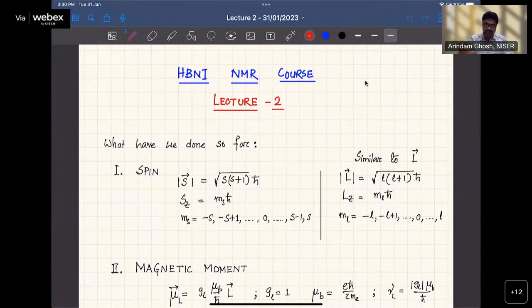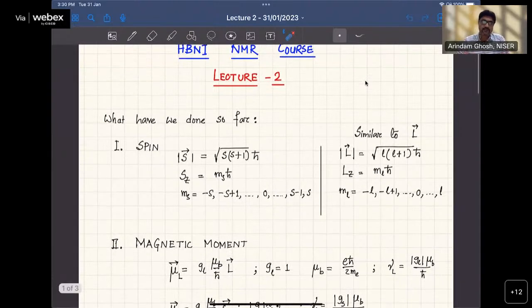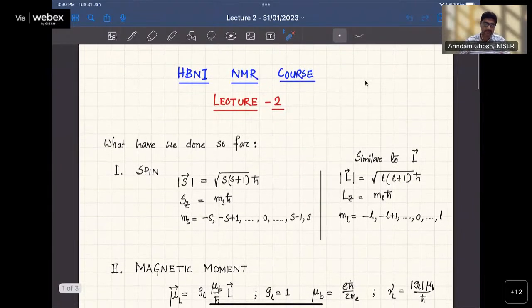So this is something that I generally do in regular classes as well, that I quickly summarize whatever has been done previously, particularly in the last class or maybe the last two classes. That gives us some advantage to go forward. It gives some continuity.